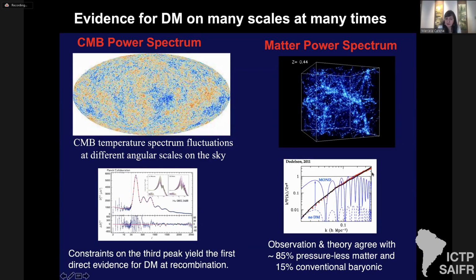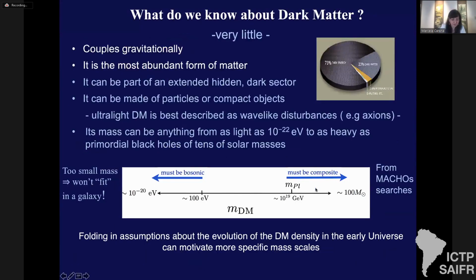And the black line here assumes the lambda CDM model, which assumes standard general relativity and contains in this simulation 6 times more dark matter than ordinary baryons. And we see that this does much better than a simulation with no dark matter or with some variations of the gravitational law.